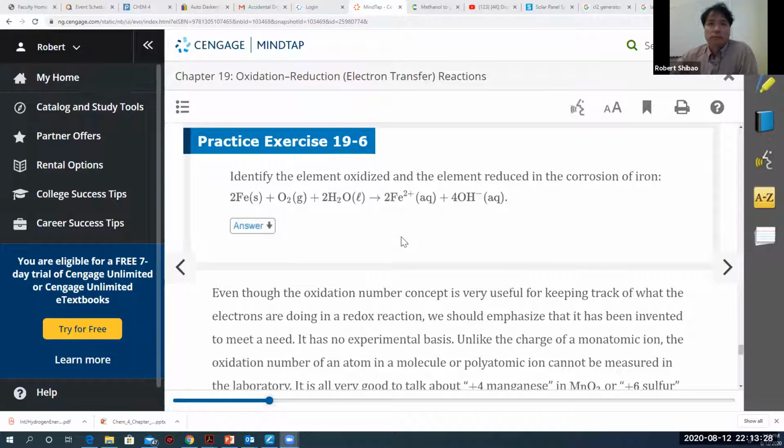Here, elements in elemental form are 0. This is a redox reaction. This is 0. This is 0. This is +1, -2. This is going to be +2. This is going to be +1 and -2.